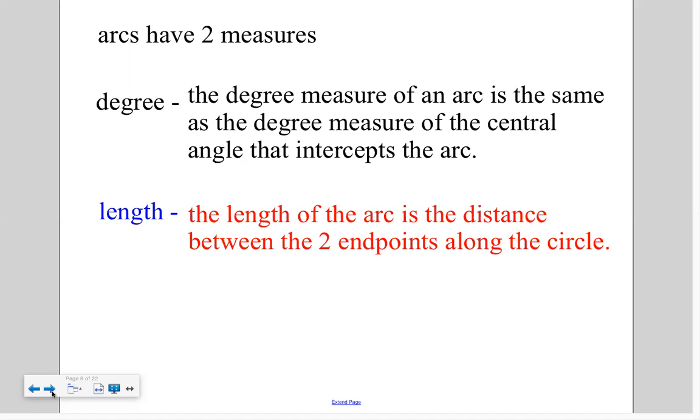So while the distance around a circle can be hard to think about in finite terms, you can still find the distance between 2 points.